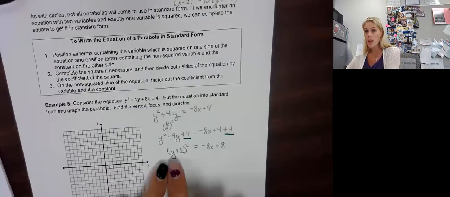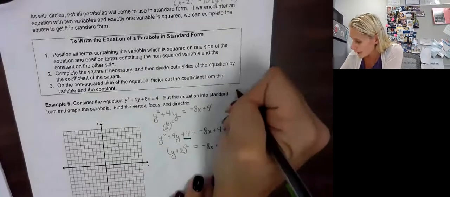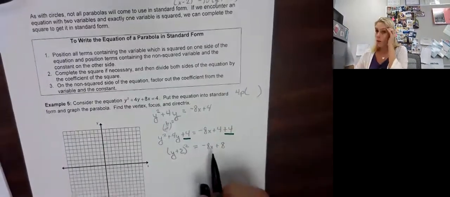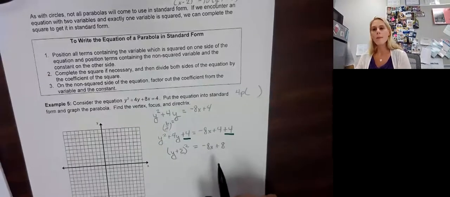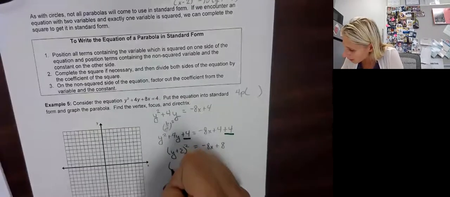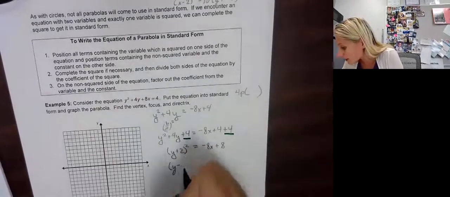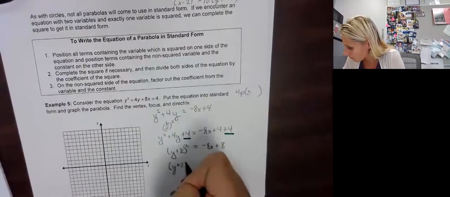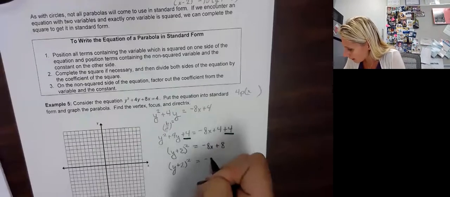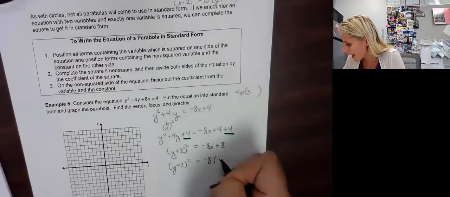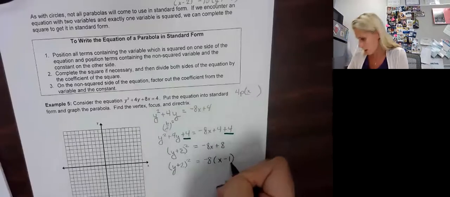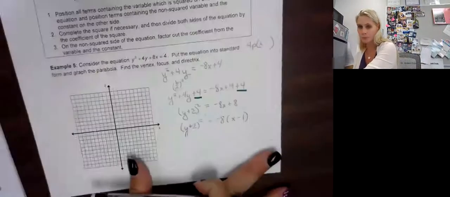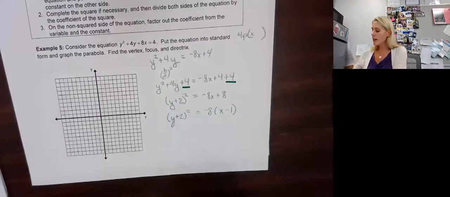But if you remember, on the right side here, we need to make it look like 4p times the parentheses, right? So what do you know? What's common on the right side here? Well, that 8, and let's do the negative 8, because this is usually a positive x. It has to be positive there. So we get negative 8 times, and that would be x minus 1. And now we have our standard form. Now we can create everything else. Okay, right from here, we can do our vertex.